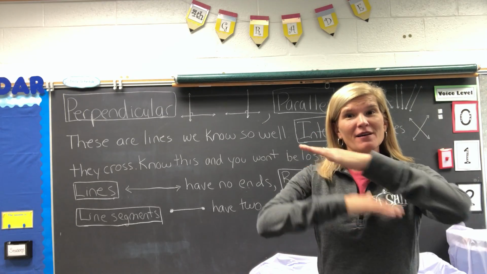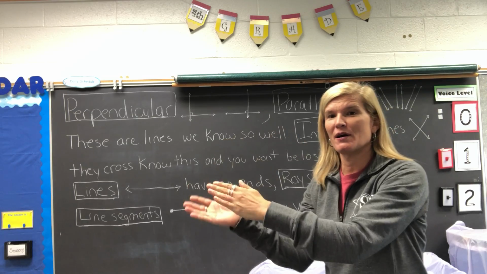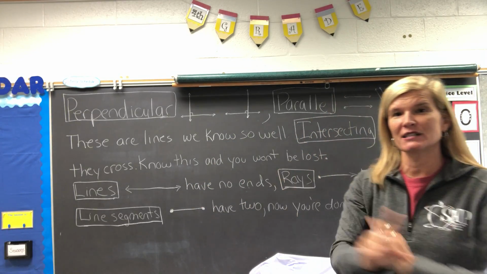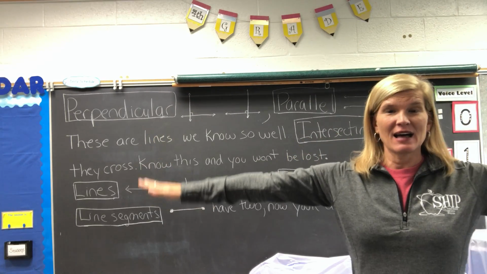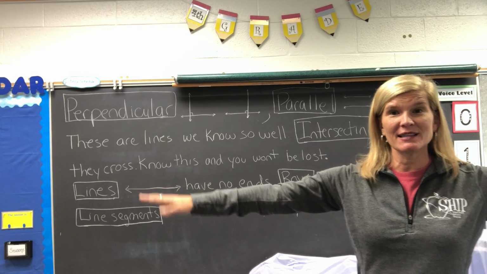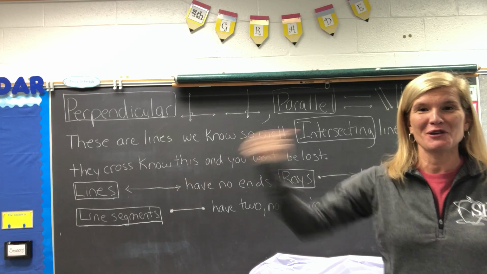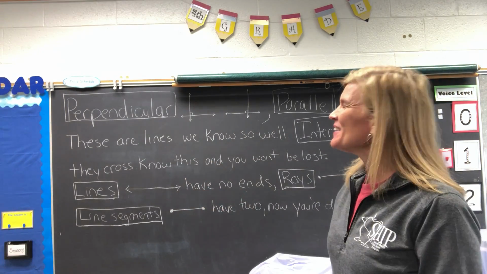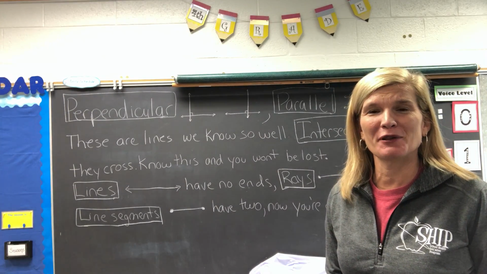Perpendicular, parallel, these are lines we know so well. Intersecting lines they cross. Know this and you won't be lost. Lines have no ends, rays have one. Line segments have two. Now you're done. Point. The end.